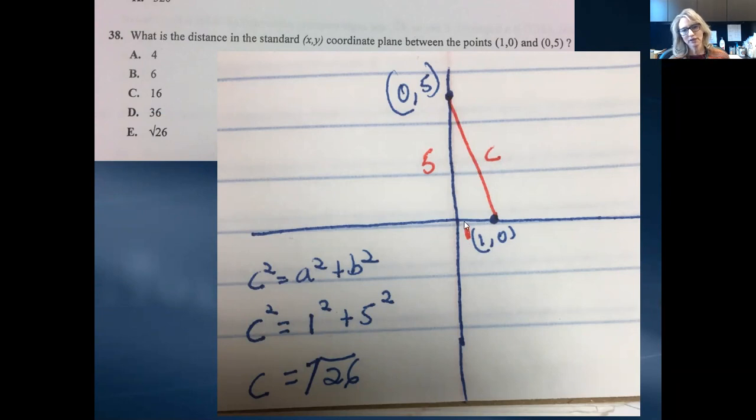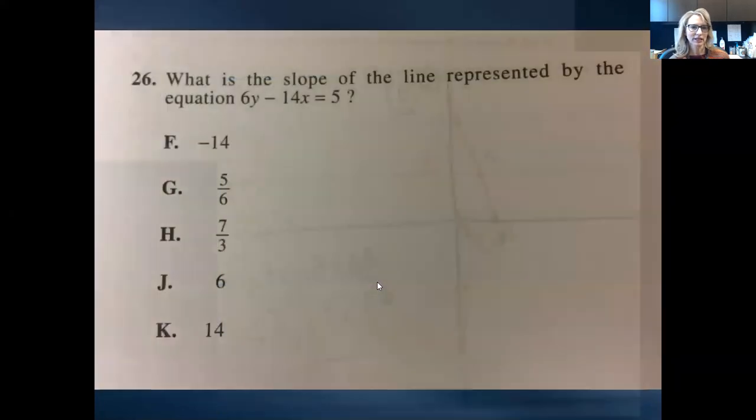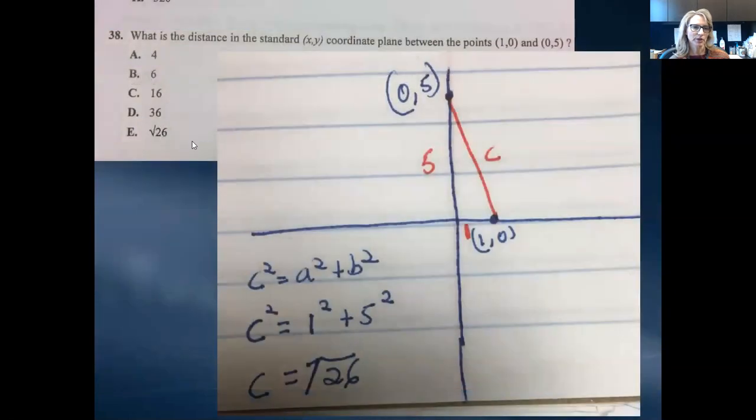So here we have one unit, and here we have 5 units. So I just plug that in to find what c is. So c squared equals 1 squared plus 5 squared. So that would be 1 plus 25, which is 26. So then c equals the square root of 26. And you don't have to take it any farther because you see your answer choice has a square root of 26 in it.